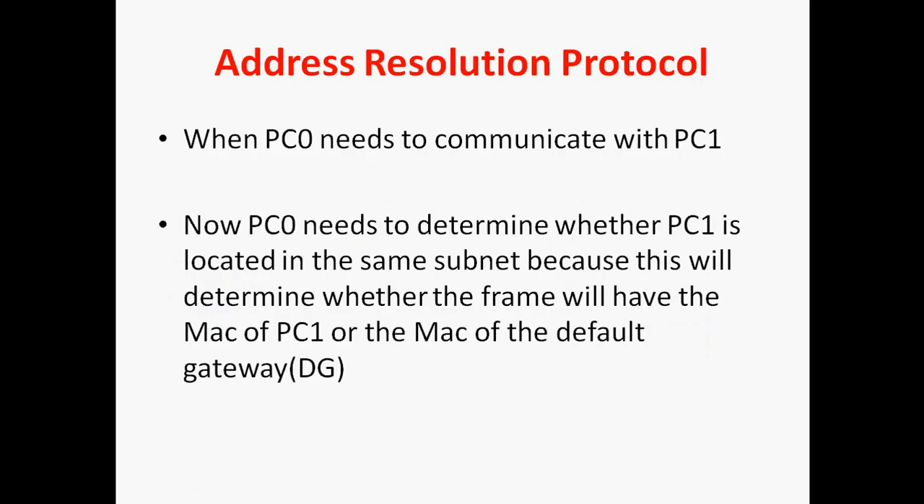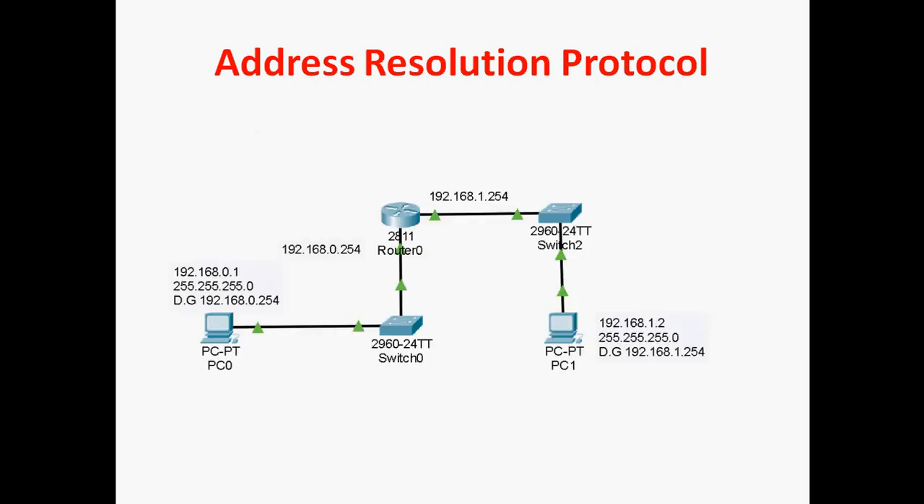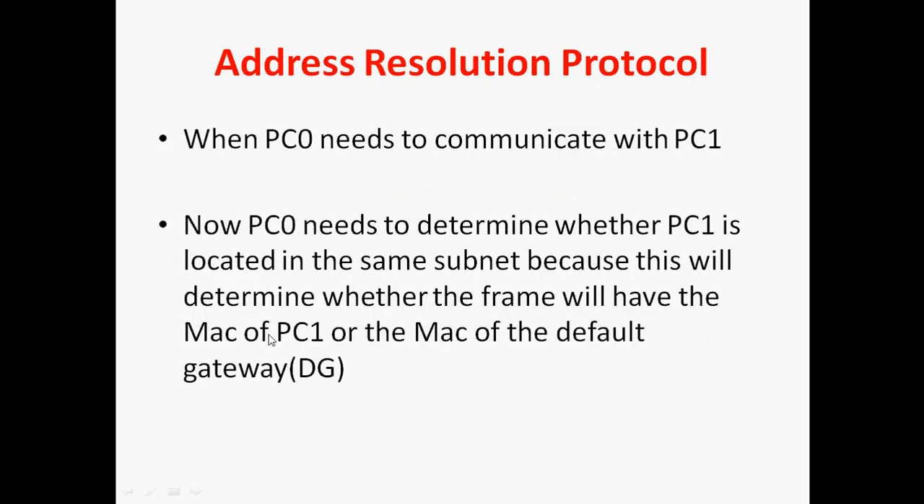Let's see. Again, PC0 wants to communicate with PC1. PC0's IP is 192.168.0.1 and PC1's IP is 192.168.1.2. We can easily see that they are from different networks, but how will the computer identify whether the destination IP is in the same network or a different network? For that we use the AND operation. I will explain once again: PC0 needs to determine whether PC1 is located in the same subnet.